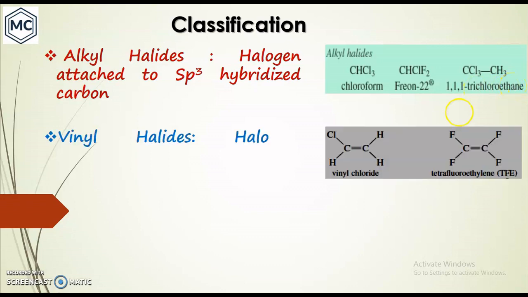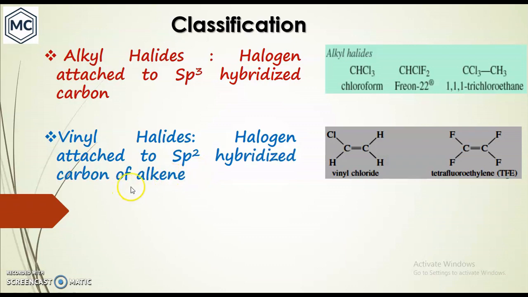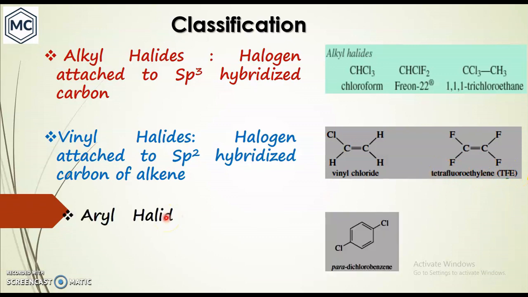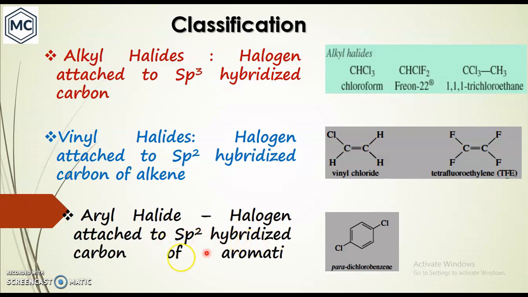Vinyl halide: halogen is attached to an sp2 hybridized carbon atom of an alkene. Examples are vinyl chloride and tetrafluoroethylene, TFE. Third one, aryl halide, that is halogen attached to an sp2 hybridized carbon atom of an aromatic compound, for example chlorobenzene and para-dichlorobenzene.